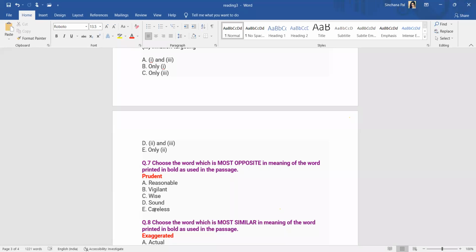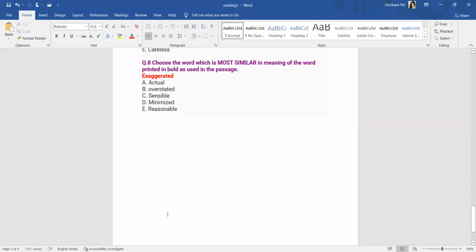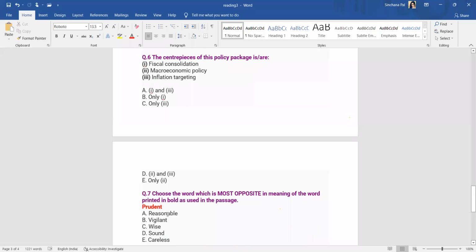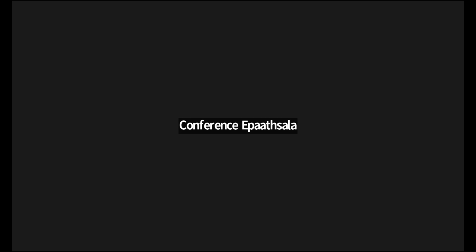Prudent, the opposite is careless, exaggerated, overstated. So this way you have to do it. You have to first read the passage and then come to the question-answer part and solve it. Do you have any question? Any query? This was a very good passage from the newspaper.